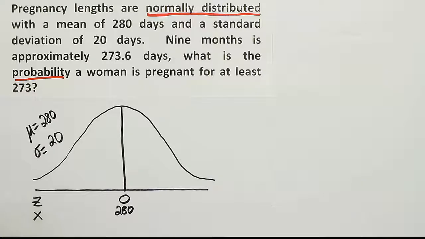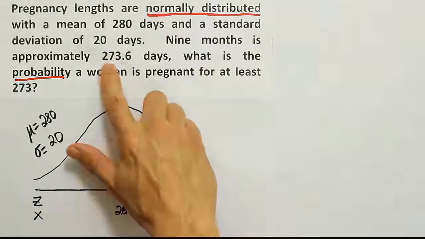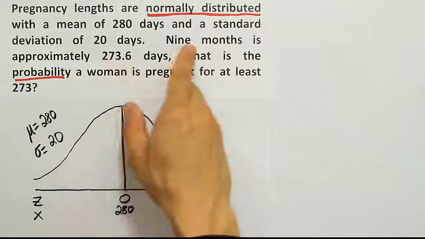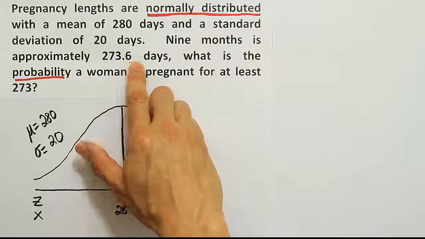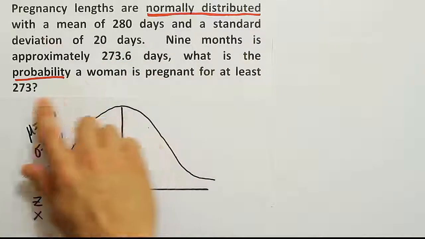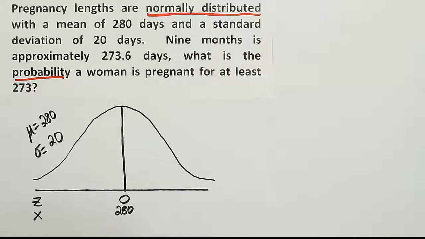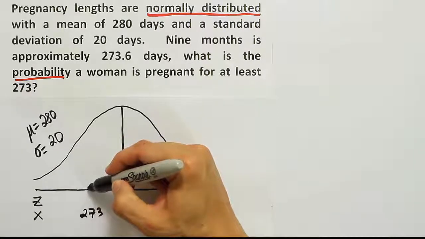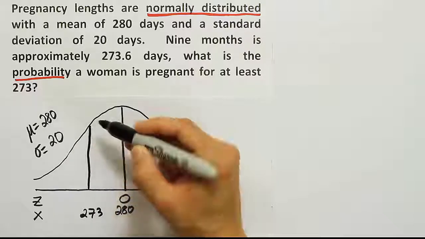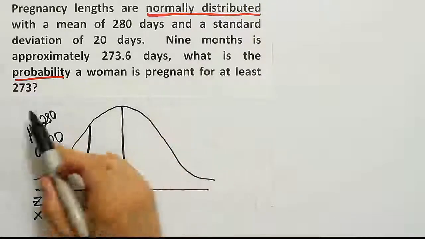Okay, from there, we want to put the next number on the drawing here that we're given. It says that 9 months is approximately 273.6 days. What is the probability that a woman is pregnant for at least 273? So let's use 273, which would be to the left of 280. So 273. And remember, that's an X length, right? It's a pregnancy length. It goes below 280 on the number line. And we're looking for the probability that it's at least 273.